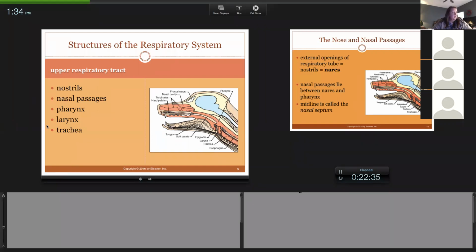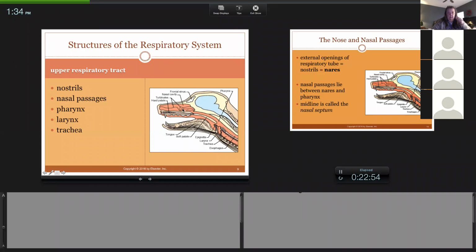But here is a good list on slide number 9, of all of the structures that are considered upper respiratory tract. And we're going to work our way down. It starts with the nostrils, which is the opening to the nose. Behind that you have the nasal passages back here.